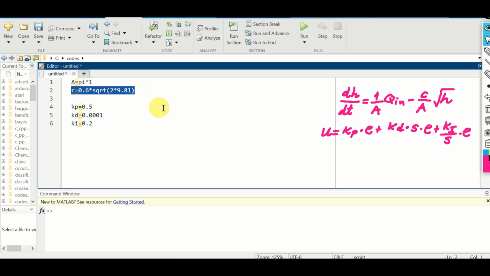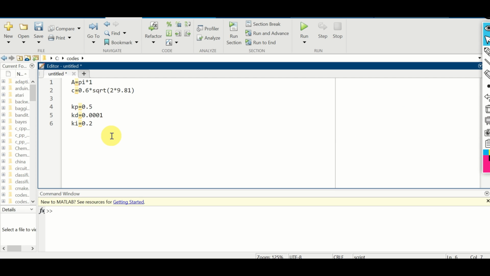The constant C is derived in our previous tutorial, and here is the expression. I'm assuming a discharge coefficient of 0.6, and this is a constant. Actually, this is square root of 2g. Then, I need to define the parameters of my proportional, derivative, and integral controller. And here they are. Here is the proportional gain, here is the derivative gain, and here is the integral gain. You can play with these parameters later on, and you can test the performance of the closed loop system for different values of these parameters.